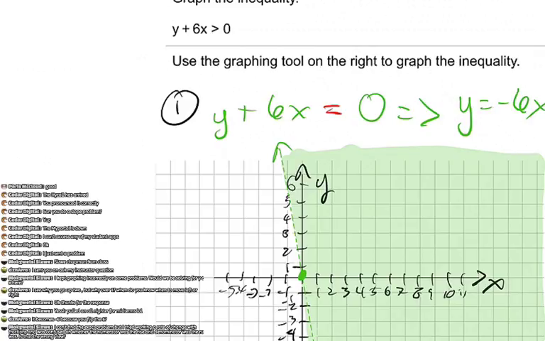Okay, so 4. Okay. Why did it become negative 6?